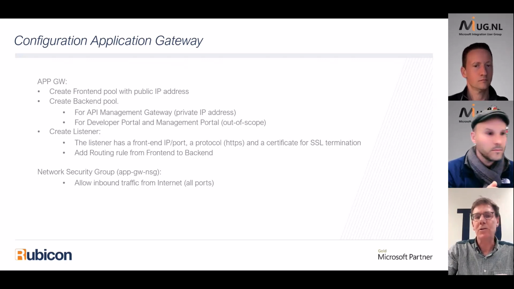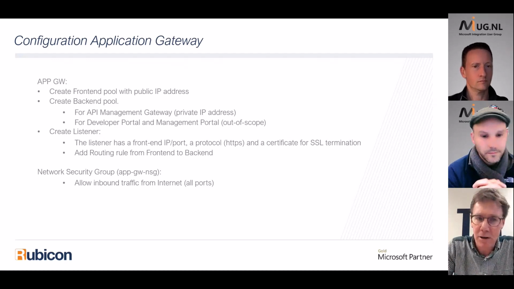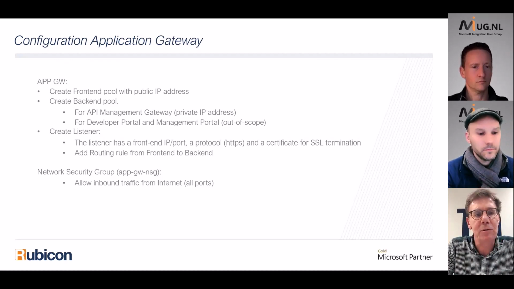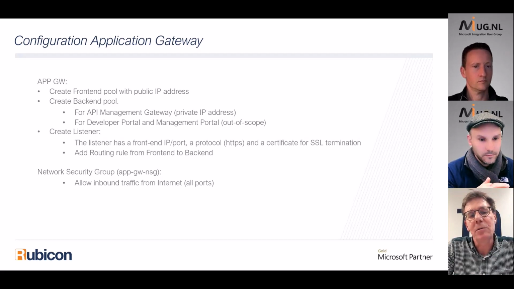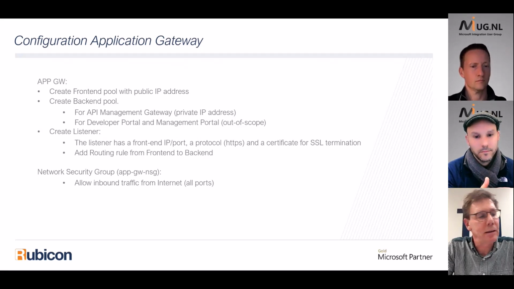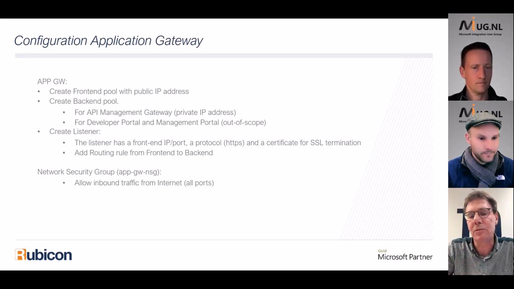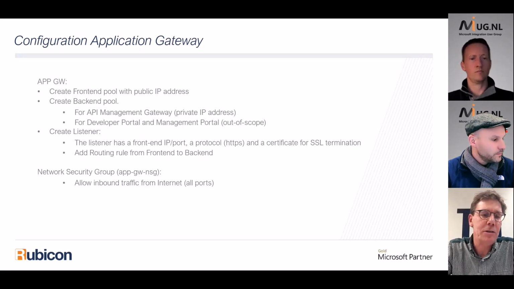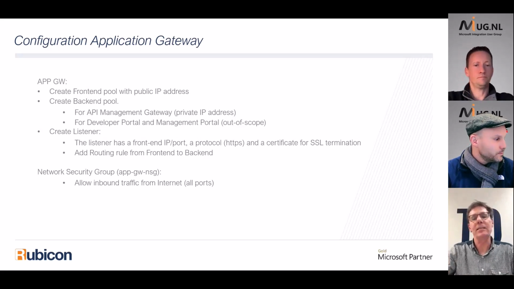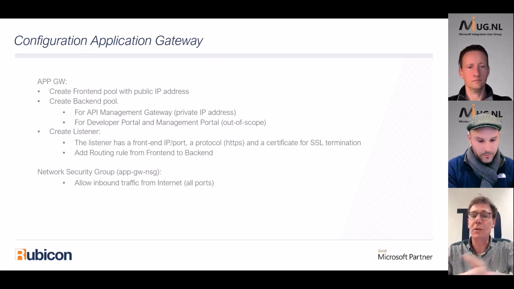For now, we will only focus on the gateway, but just to let you know that you have different backend pools. The final thing that you do is create a listener that connects the front-end pool to the backend pool. And if you connect the front-end and the backend, you can specify routing rules. We will come back to that later as well. Finally, the network security group allows traffic from the internet inbound, and outbound you will go to API management via Application Gateway. That's the idea.